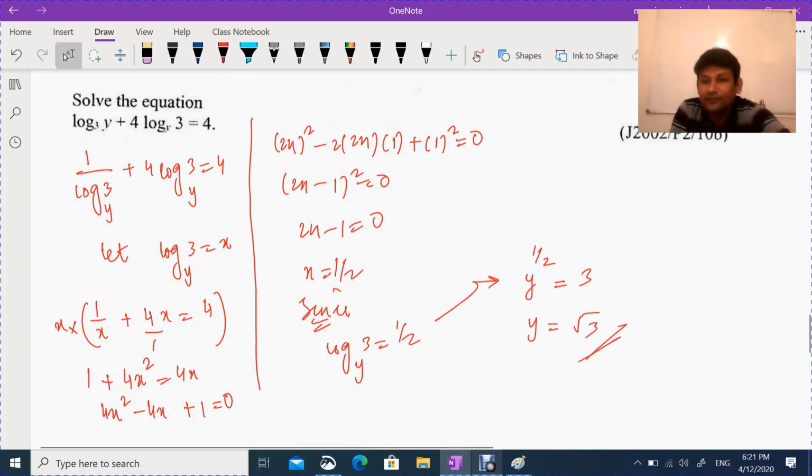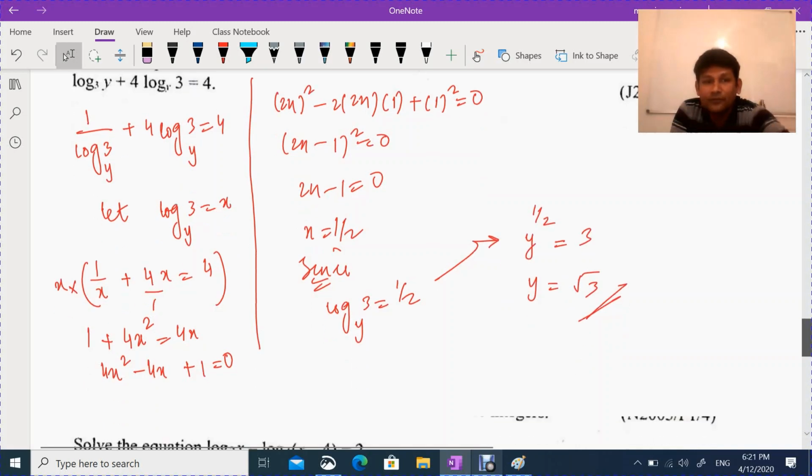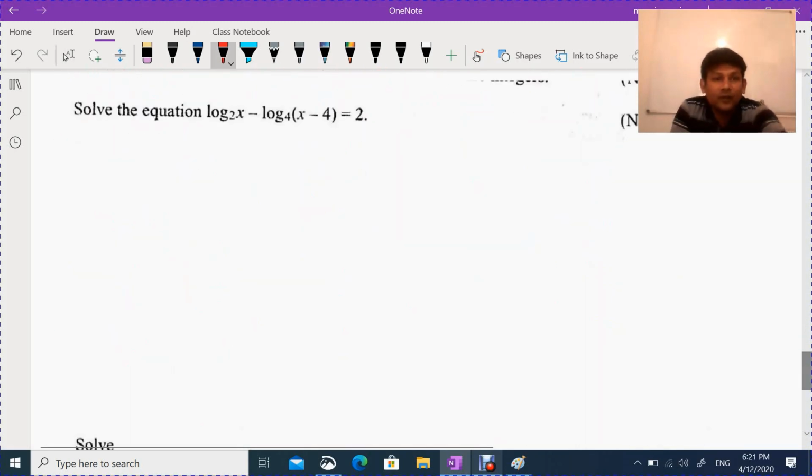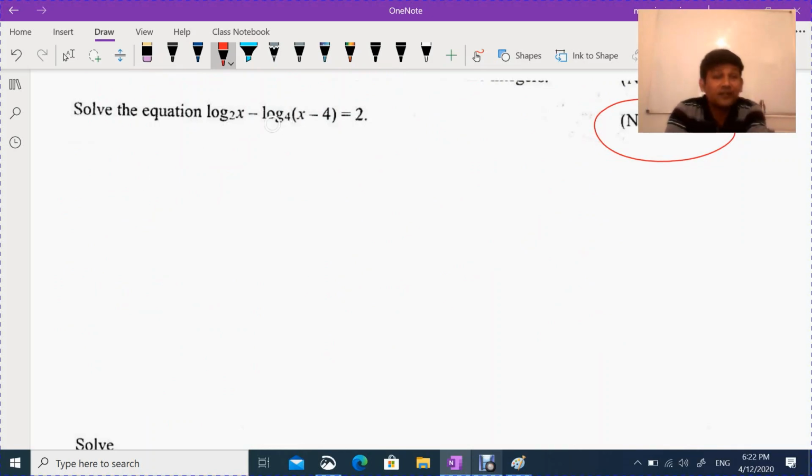Next part. These are change of base law questions, most important. November 2003, paper 2, question number 3. We have base 2 and base 4. I would advise making it base 4 here. I think both are possible for me: I can solve both, making it base 4 or making it base 2. There is no problem.